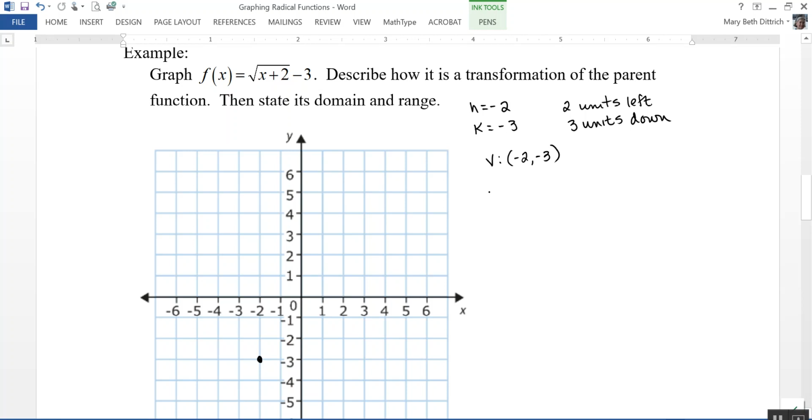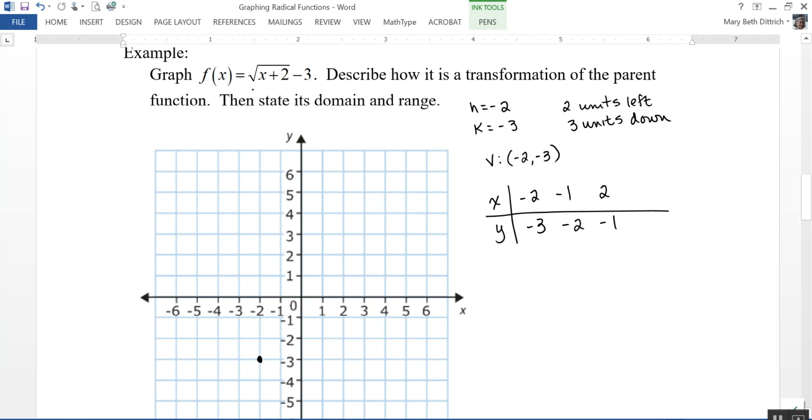Okay. Now I'm going to make a table of values to get some other points here. My starting point is (negative 2, negative 3). I'm going to think about what values of x I want to choose, because I would like to have a perfect square underneath the square root sign here. So when I have negative 2, I have the square root of 0, which is perfect. I'd like to have the square root of 1. So in order to get a 1 in there, I need to have x as negative 1, and that's going to give me a y value of negative 2. I'd like to have a 4 underneath there, so that means I'm going to have x equals 2. And that's going to give me a y value of negative 1.